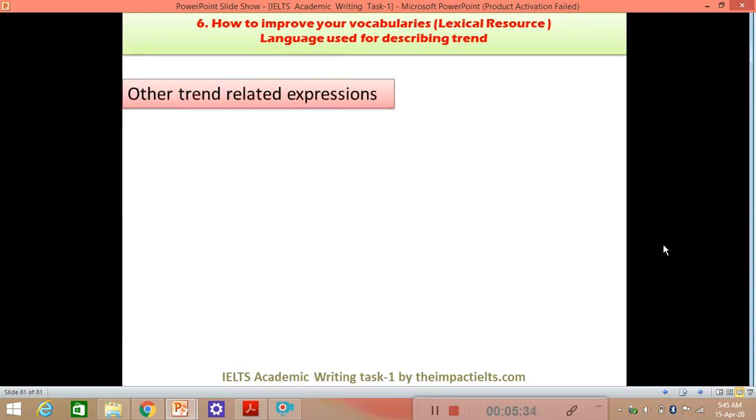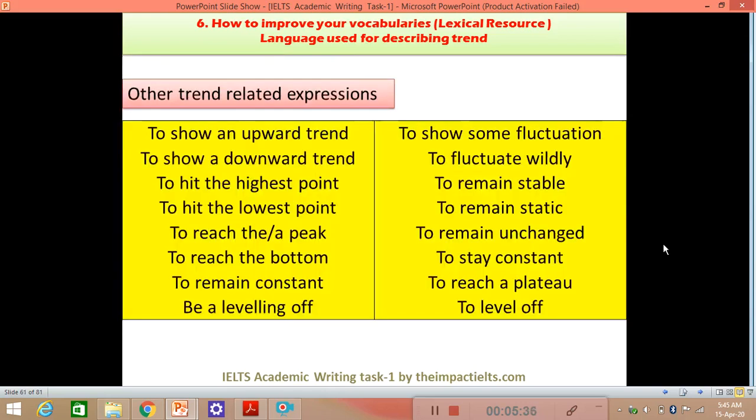Let's try to understand some more trend-related expressions, which are perhaps a bit different. To show an upward trend, you know that. To show a downward trend. To hit the highest point. To hit the lowest point. To reach the peak. To reach the bottom. To remain constant. You understand that? To remain constant means it doesn't change for a long time. To level off, or it levels off.